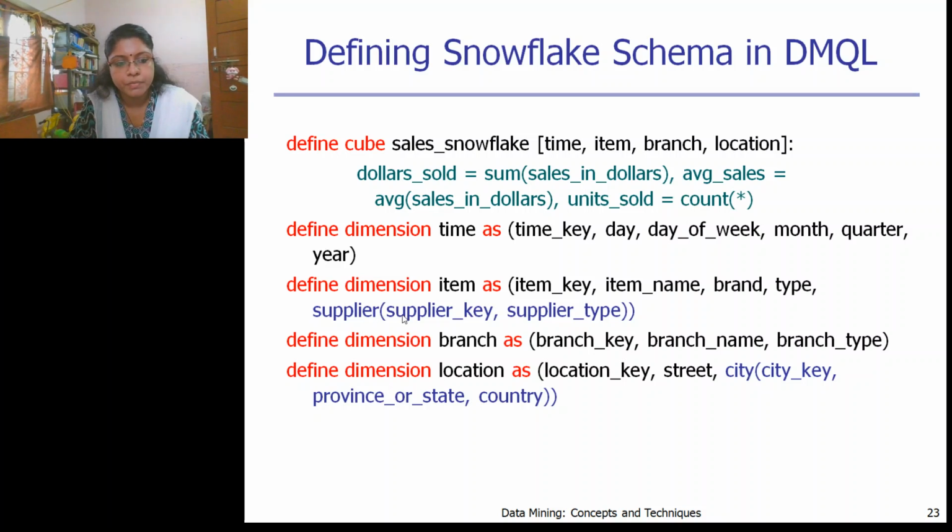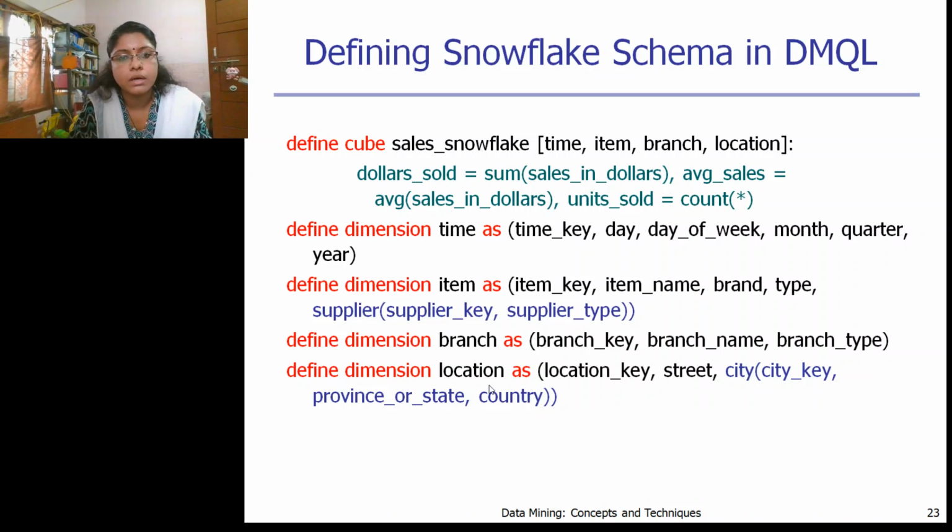That is supplier, supply key and supply type. So this dimension will be contained as a subdimension inside item. And also here, location is put as a subdimension, and the city is put as a subdimension of location. So the city key, province or the state, and also the country. Okay, so these things are put in. This is how you have to design a snowflake schema.